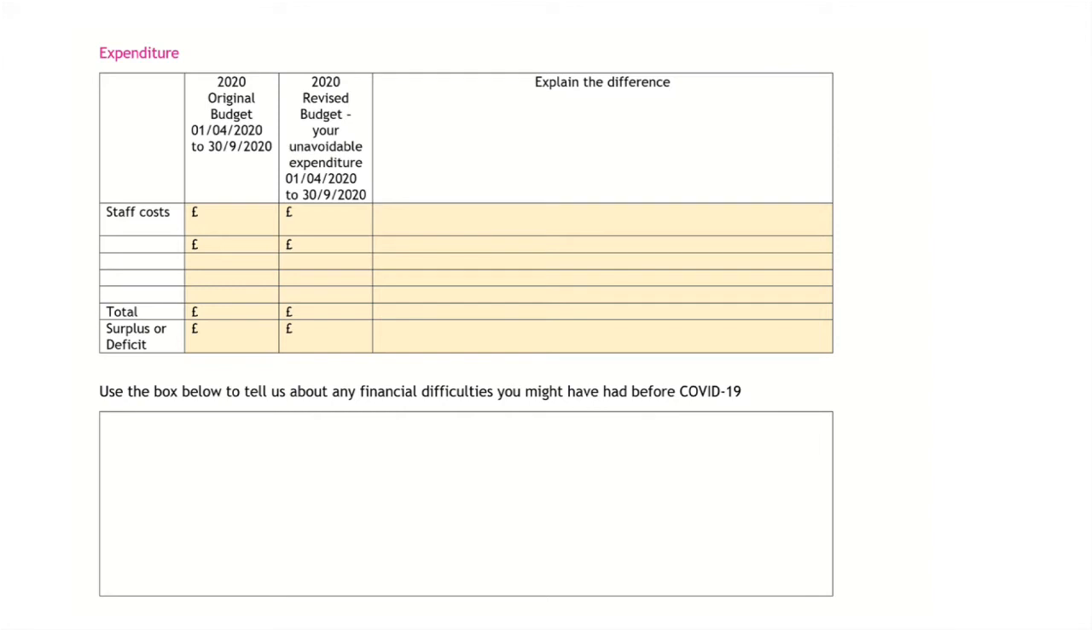At the bottom of the two tables, there is a row for you to note the extent of any surplus or deficit you were expecting at the end of September and the figure you're expecting now. We want to know what your charity's financial position was prior to the impact of COVID-19. To help us do that, we will look at the accounts that you provide us. This box is for you to provide an explanation if your charity was experiencing financial difficulties before the pandemic.